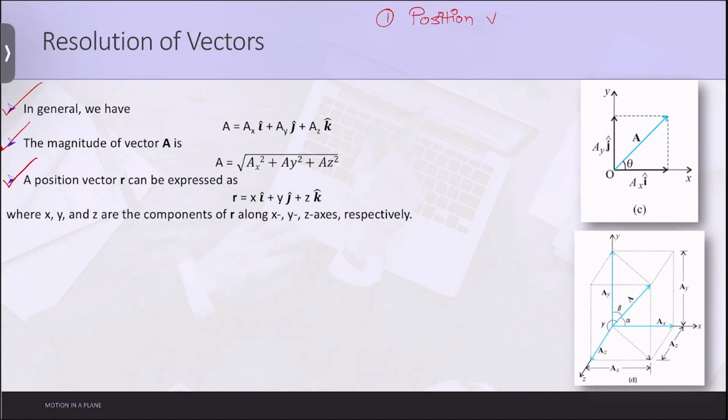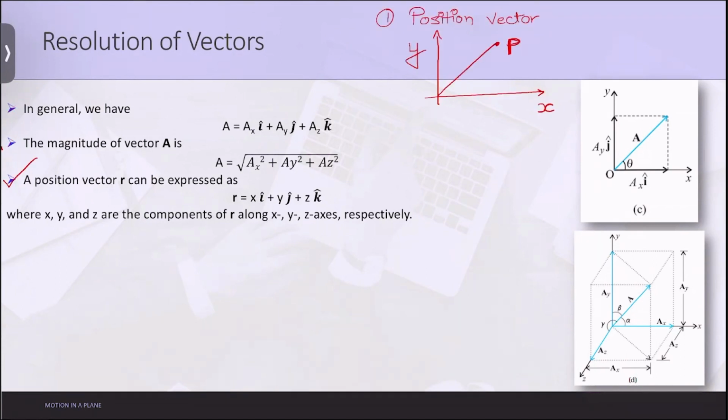Correct? So for position vector, what do we understand? Let me revise to you. So let us say we are only talking about 2 dimensions. Correct? So for 2 dimensions, this is your x-axis, this is your y-axis. Okay? Let us say that at some point, at some time t, the object was at position P.